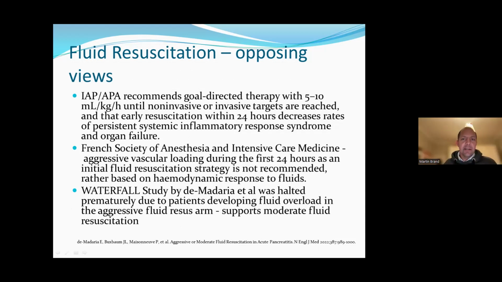Can you give us an indication of what is aggressive fluid resuscitation and what is conservative? So, what would you recommend for a doctor who's got a patient who's come into casualty with severe acute pancreatitis? How would you suggest that they begin the resuscitation, following from your reading?